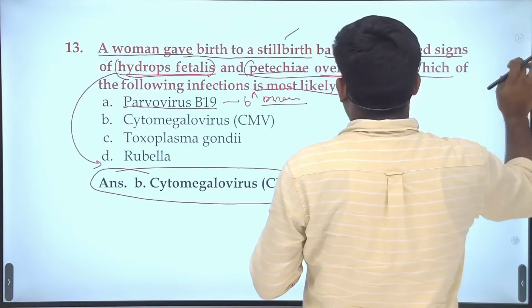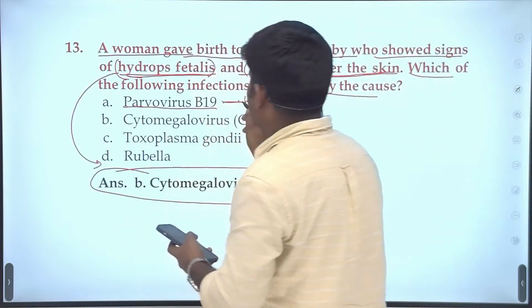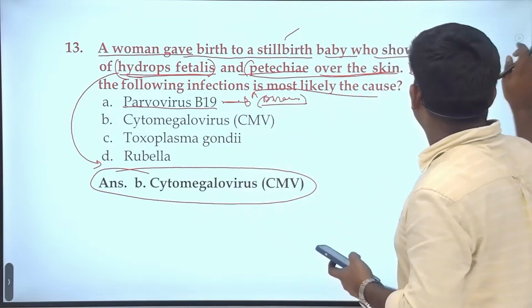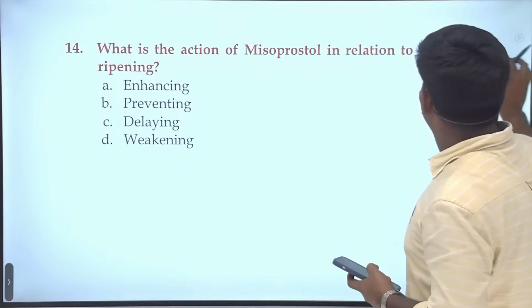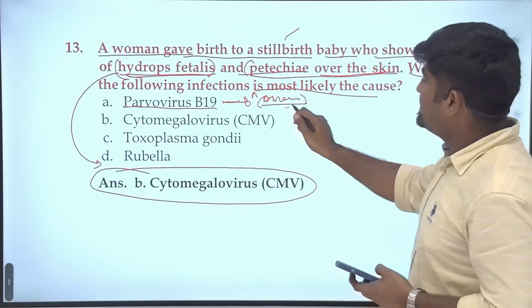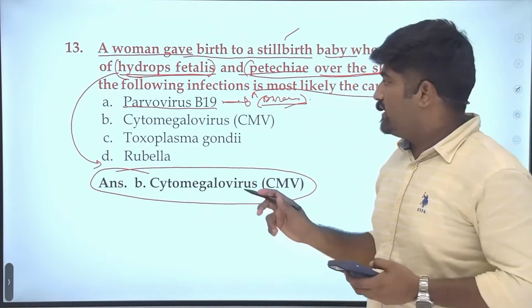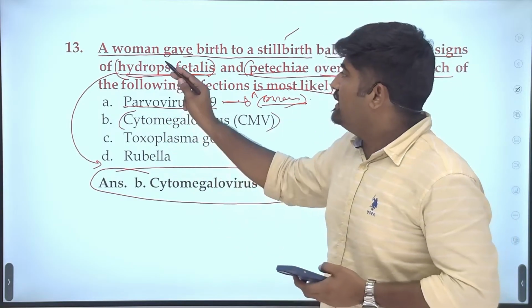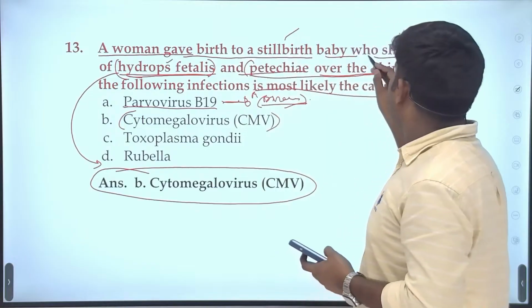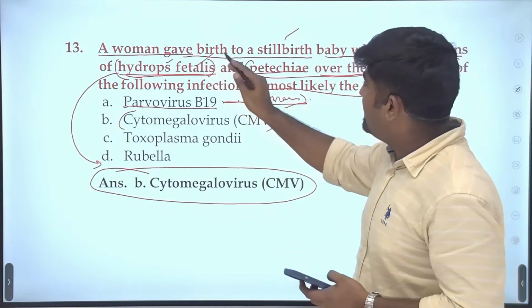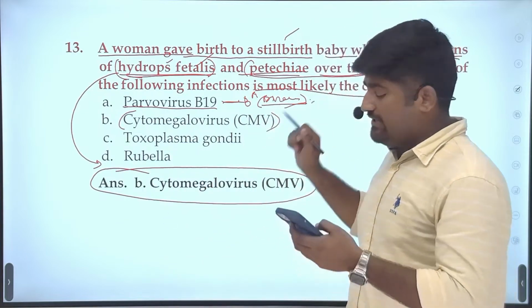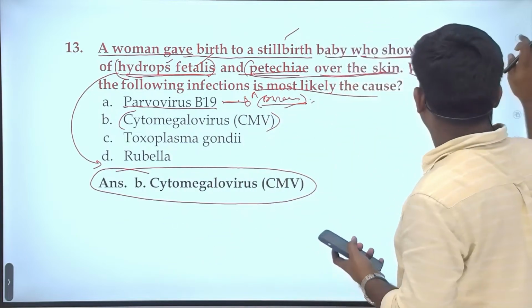See, A will not be the answer because it is the fifth disease. It will not affect in stillbirth. How can we say it affects the stillbirth? It will not affect stillbirth babies. Cytomegalovirus is the most common cause in those who gave birth to a stillborn baby who showed signs of hydrops fetalis and petechiae. This is the hallmark sign.